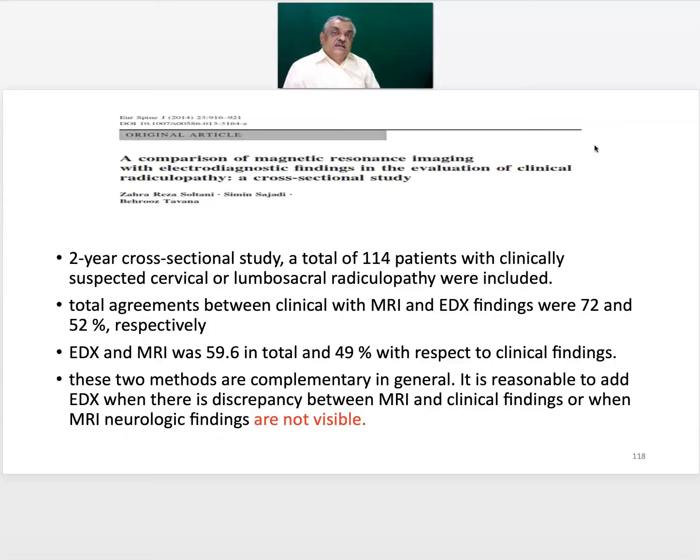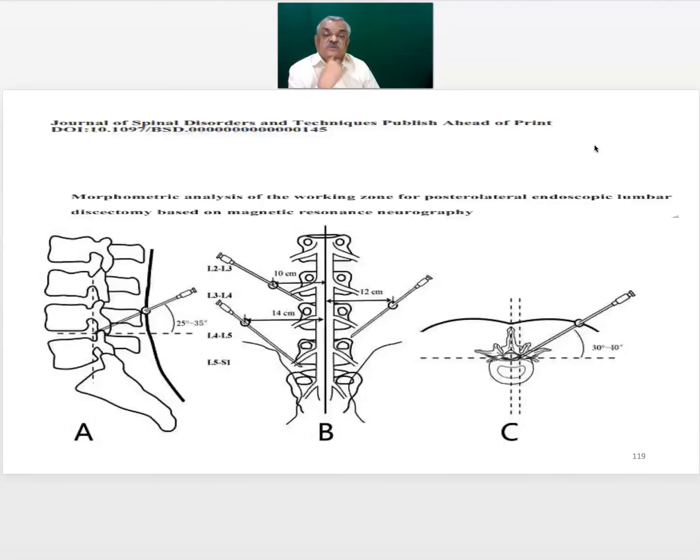So the point is magnetic resonance imaging and electrophysiology, if we try to correlate with radiculopathy, they are not correlatable very well. They are complementary in general. It is reasonable to add electrophysiology when there is a discrepancy between MRI and clinical finding, or MRI neurologic findings are not visible. Then electrophysiology would be helpful and will clarify the problem for us.